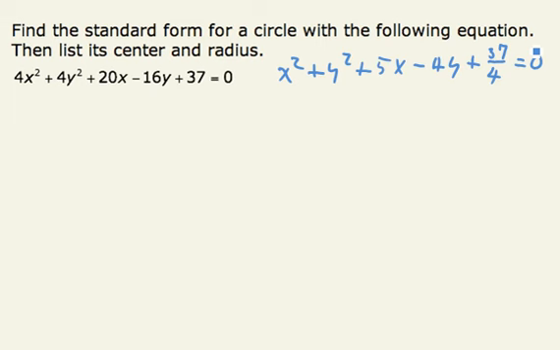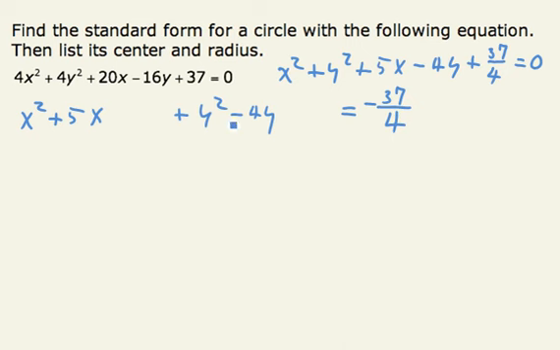Now I'm going to rearrange the terms and write this. I'm going to collect the x terms together. x squared plus 5x. I'm going to leave a space, and then I'm going to add y squared minus 4y. I'm going to leave a space, and I'm going to move the 37/4. I'm going to subtract 37/4 from each side of the equation.